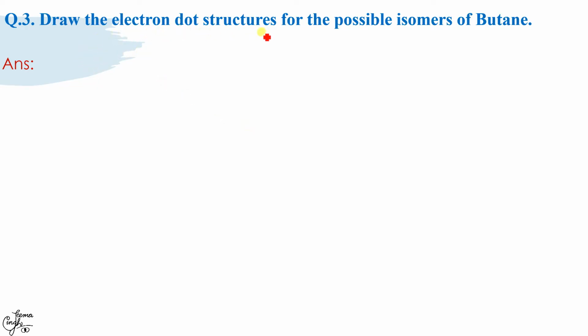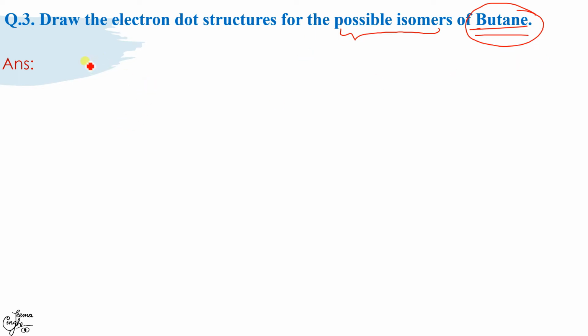Draw the electron dot structure for the possible isomers of butane. We are expecting such questions. Fine. First of all, you should know to which family butane belongs. What is its molecular formula? Then you should know the electron dot structure of the isomers. So this kind of question is utilizing most of the concepts of the chapter: your hydrocarbon knowledge, the molecular formula, electron dot structure and the concept of isomerism.